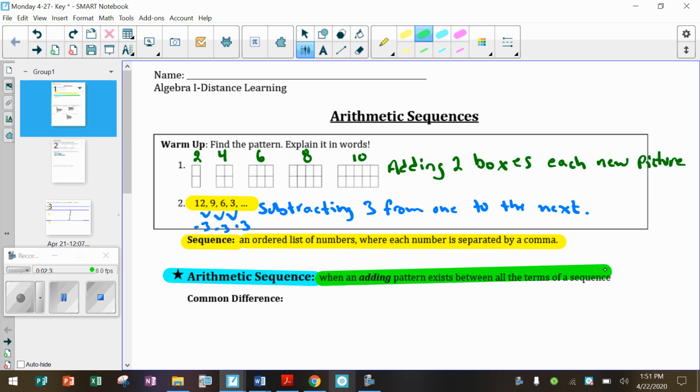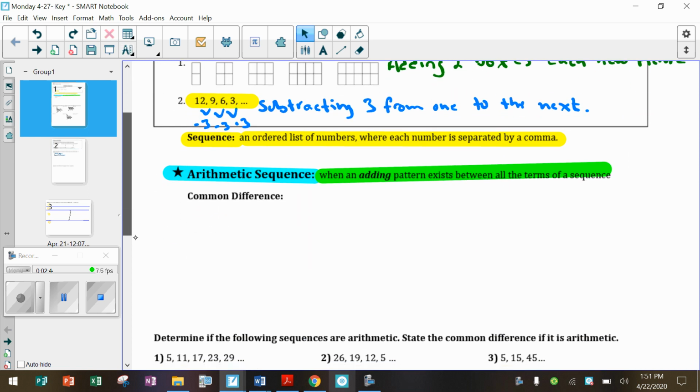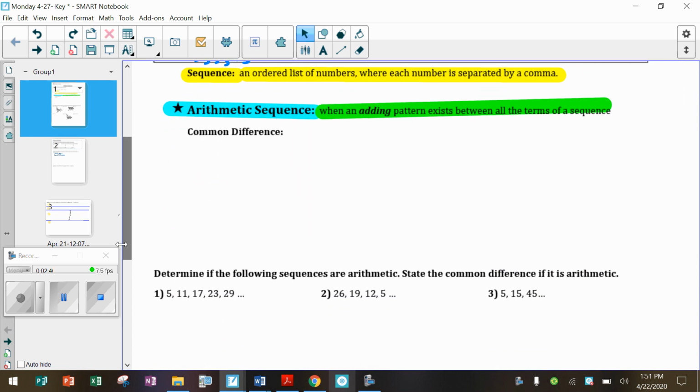Now keep in mind, this adding pattern could add a negative number, like we did in example 2, and adding a negative would make the numbers go down. So technically it's adding a positive or negative. Now this number that we add over and over and over is called our common difference.